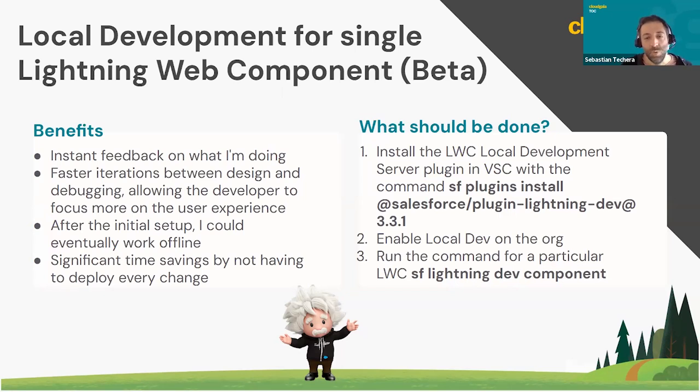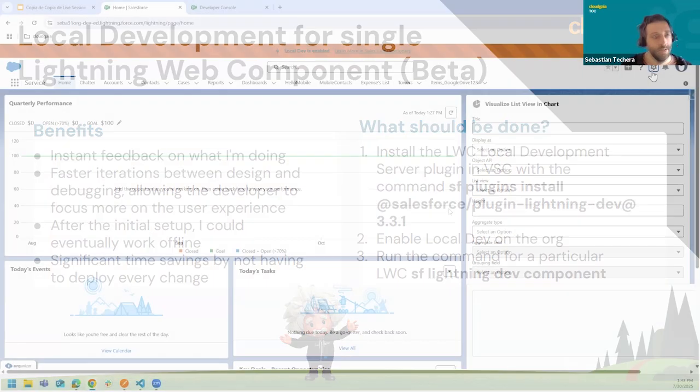And then what should be done? So the first step is to install the LWC local development server plugin in Visual Studio Code with the command sf plugin install Salesforce plugin Lightning dev. Then you have to enable local dev on the org that you are going to use. And then you have to run the command for the particular LWC that you want to use, sf lightning dev component. So now let's do a mini demo.